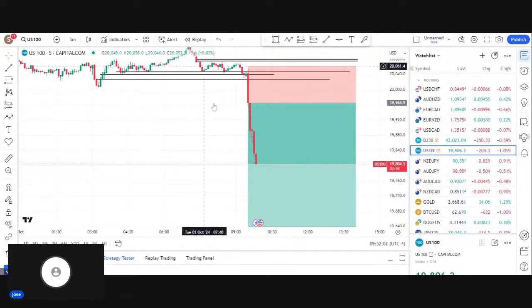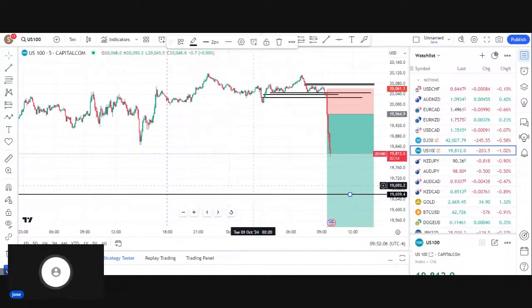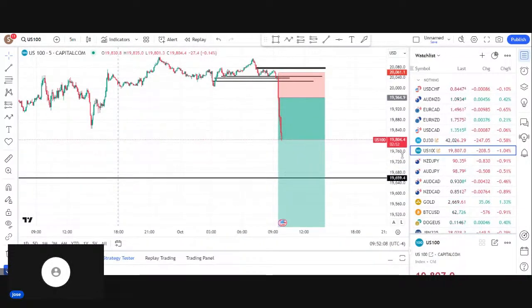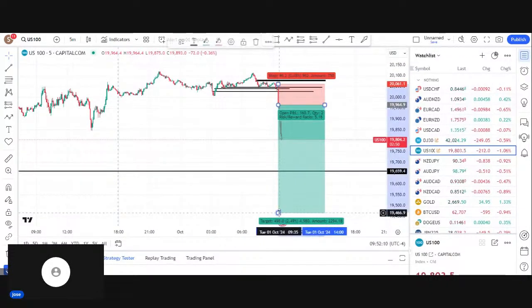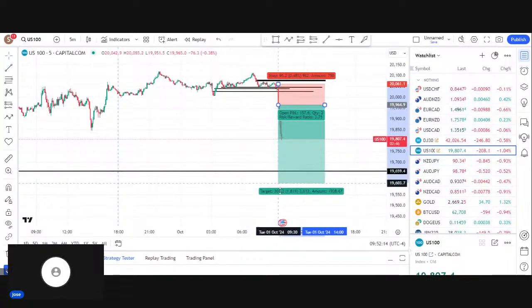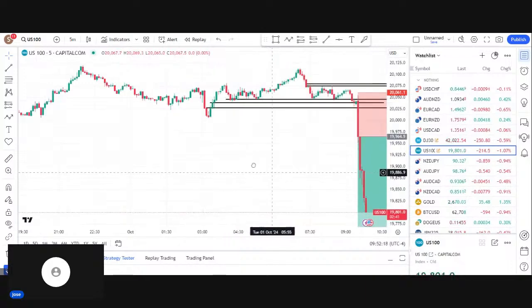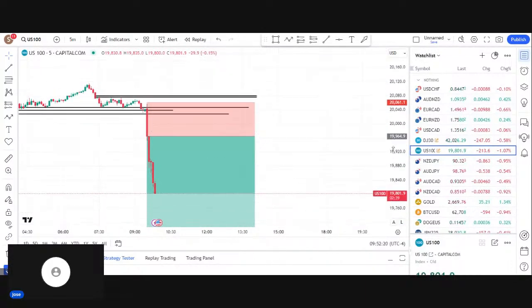So let's put our line at 1:3. And we shall manage this trade accordingly. Yes, so that line is okay there. Then we just let the market do its thing.